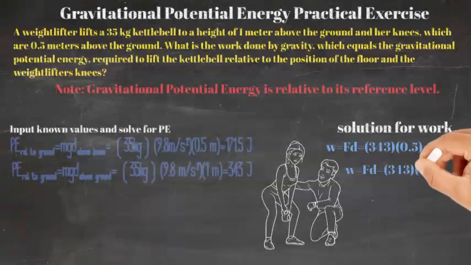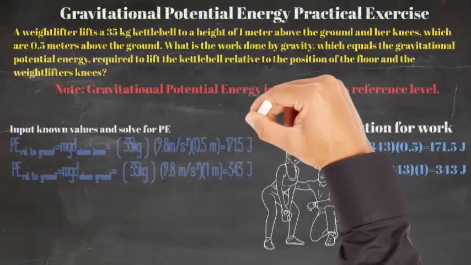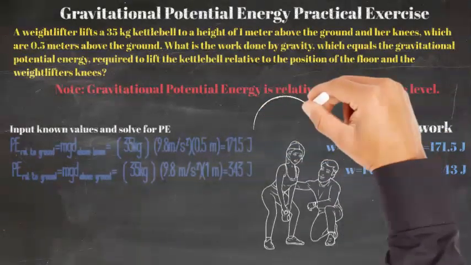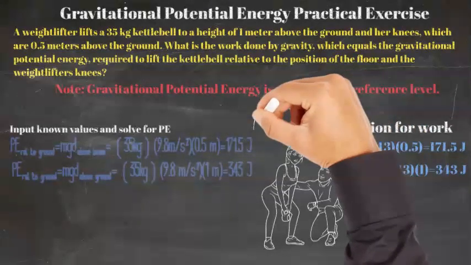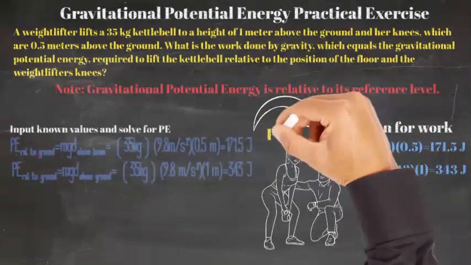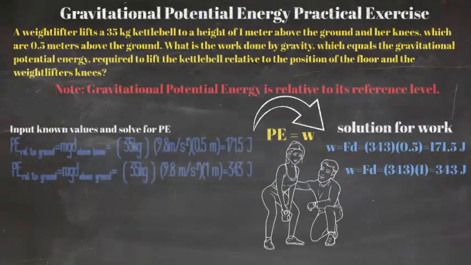By solving this equation, we find that the amount of potential energy relative to the ground is 171.5 joules when lifted 0.5 meters above the knees, and 343 joules when lifted 1 meter above the ground. Now that we have solved the problems, we also have the answer for how much work was done to lift the kettlebell to these heights as well. For a better understanding of work, watch my video on that subject as well.